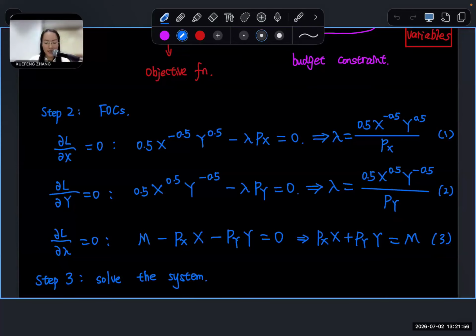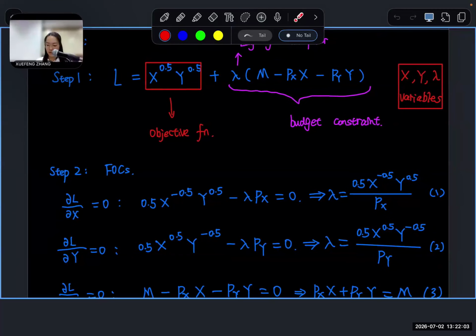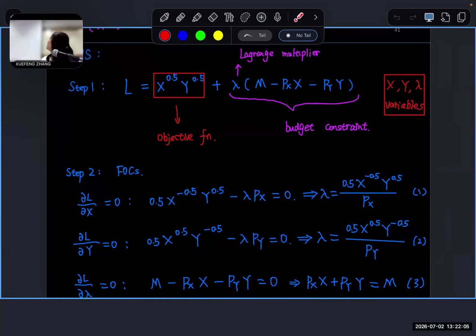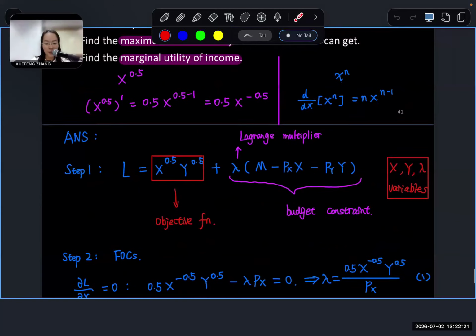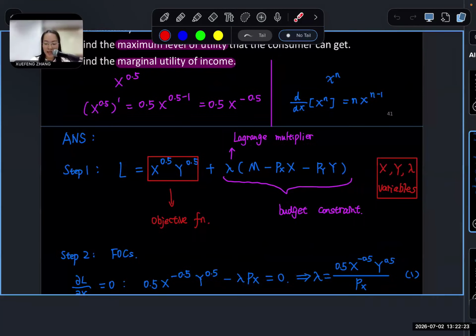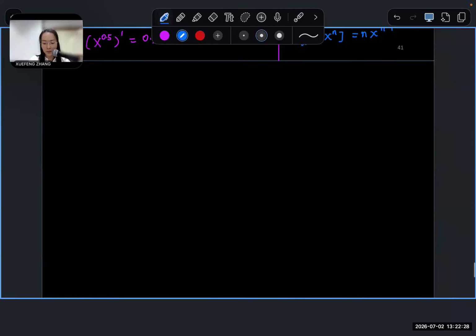First order because we have three variables here, which are x, y, and lambda. If we want to take the first order condition, that means we take the partial derivative, okay? Not the total derivative, okay? Let me explain what is total and what is partial to you here.